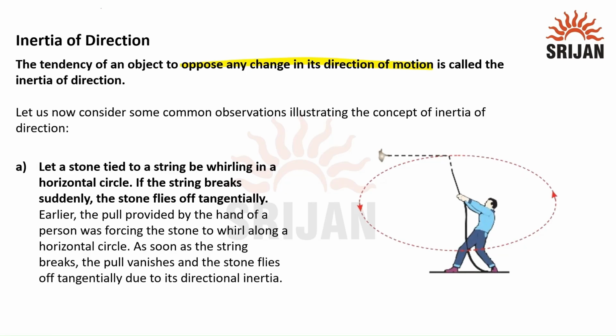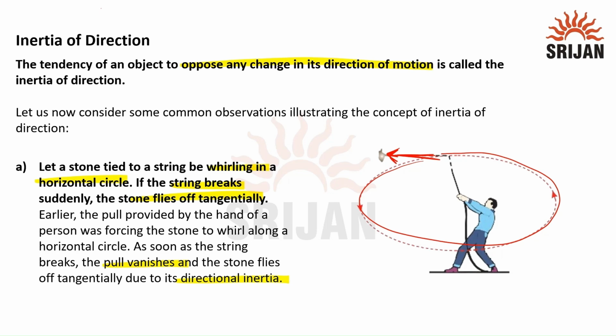We have taken a string and a stone is tied to it, and it is whirled in a horizontal circle. And if this string breaks, the stone will fly off tangentially. You can see in this diagram, the stone is being whirled by a boy, and if the string breaks, the stone will fly off tangentially. This is because earlier the pull provided by the hand of a person was forcing the stone to whirl along a horizontal circle. But as soon as the string breaks, the pull vanishes and the stone flies off tangentially due to its directional inertia.